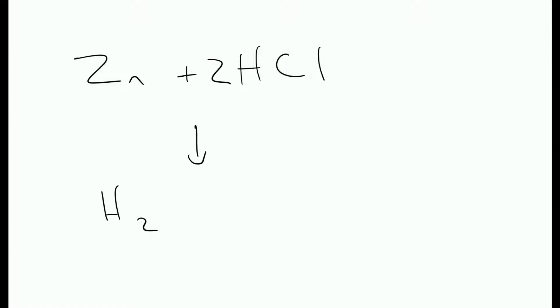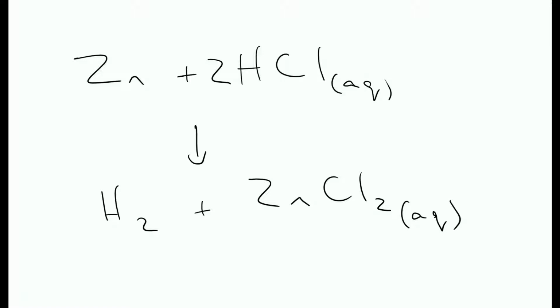Let's look at the reaction of zinc in hydrochloric acid. So the zinc is going to dissolve. Put a metal into acid, you're going to get hydrogen gas, so we're going to have 2 of those, and we're going to make some zinc chloride, which will be in aqueous solution. Since we're putting aqueous solution, let's put all our other symbols. There we go, so there's the reaction equation.